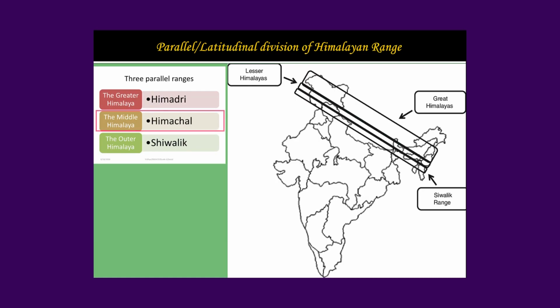The second one is the Lesser or Middle or Himachal Himalayas. Towards the little south, we will come across the Lesser or Middle or Himachal Himalayas, which form the most rugged mountain system. These are a little smaller compared to Himadri, with an average elevation varying from 3,700 to 4,500 meters and an average width of about 50 kilometers.